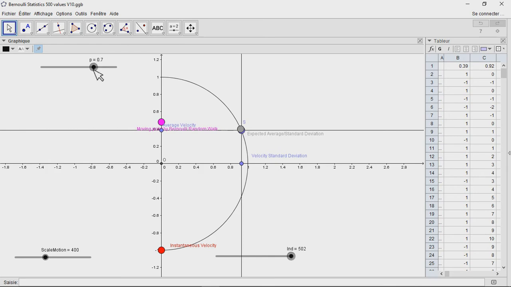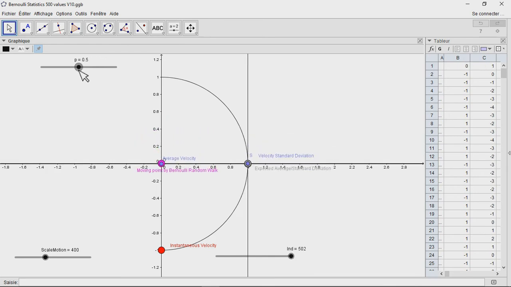P equals 0.5. The displacement is restricted around the value 0. The scale for motion is set to 50 to focus on the entire motion.